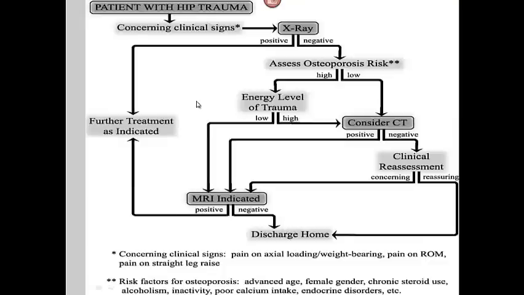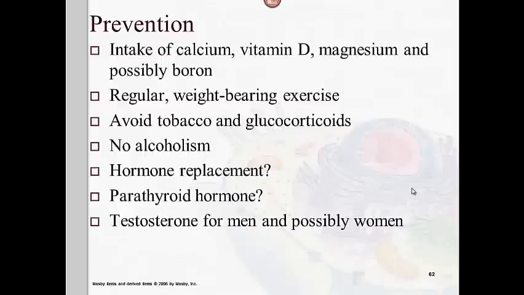This is a patient that has, for example, hip trauma. An X-ray is either positive or negative. You assess osteoporosis for risk factors. If the risk factor is high and the energy level of trauma is low, an MRI is indicated. If the energy level of trauma is high, consider a CT scan and do the clinical reassessment. But basically, it has to be diagnosed by DEXA scan. X-ray will only show you pathological fractures being present.